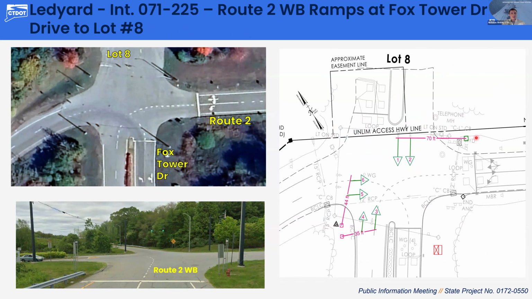Next location in this project is in Ledyard, intersection 71 225, Route 2 westbound ramps at Fox Tower Drive and drive to lot number 8. So this intersection, we're proposing one mast arm on the northeast corner and two mast arms on the southwest corner. And at this time, we are not proposing any pedestrian facilities to be installed at this location.